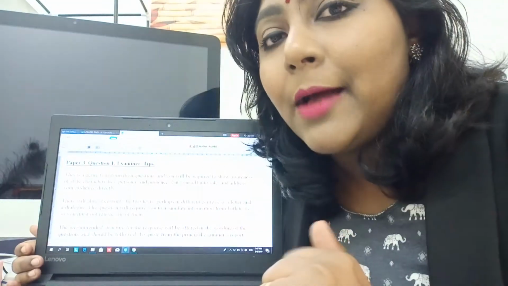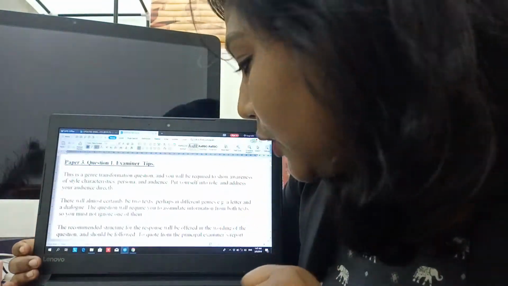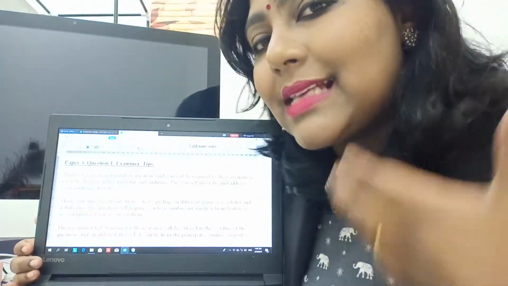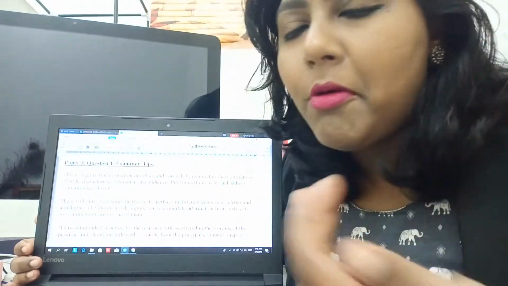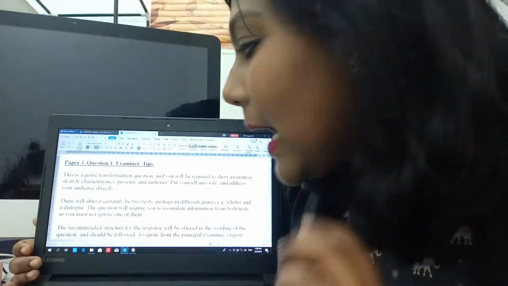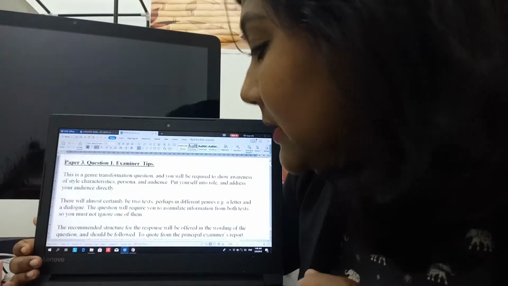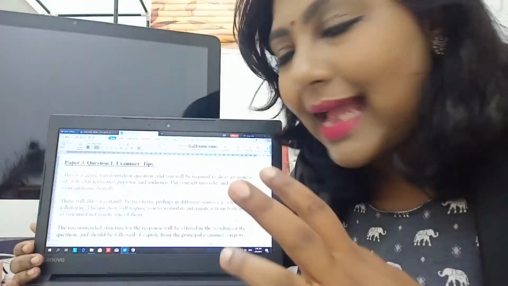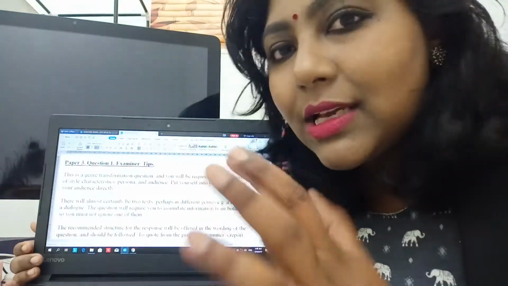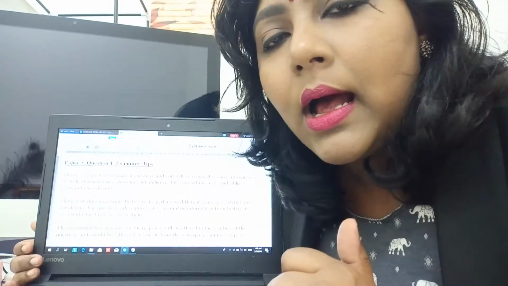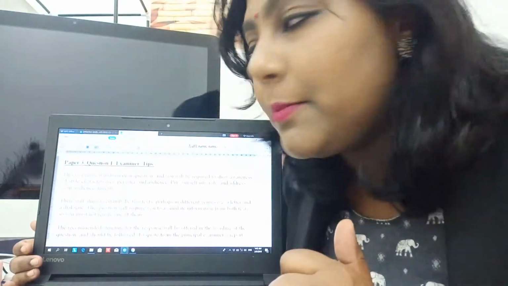And you need to also understand that the type of text given to you can come in the form of an article or letter. It could be a dialogue. So it obviously requires you to assimilate information from both texts. So you must not ignore any one of these texts. All the texts given in your reading insert for this paper 3 directed writing are very, very important.